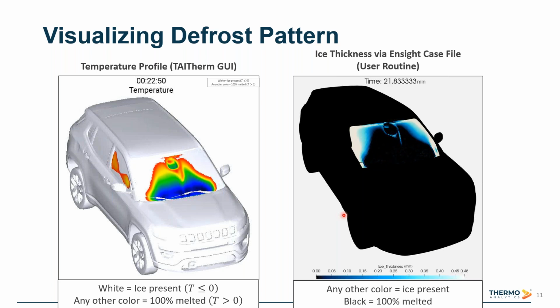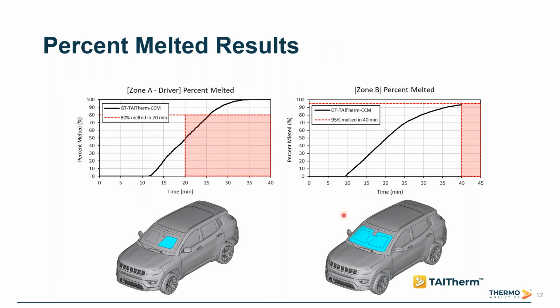Any other color means ice is still present. The other key post-processing metric to quantify performance is the percent area melted in each of our defined regions and zones. Percent melted for zone A is plotted on the left versus the target of 80% melted in 20 minutes. Zone B is plotted on the right versus the target of 95% melted in 40 minutes.